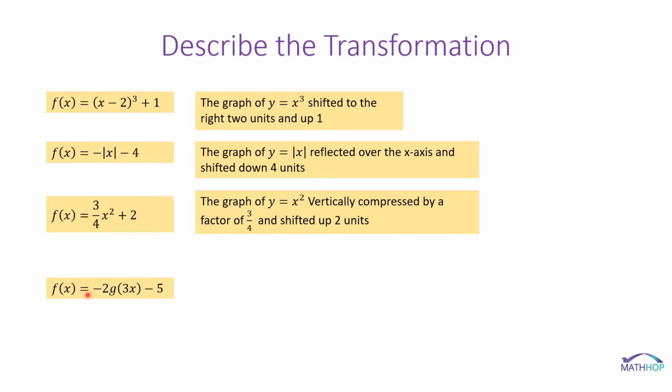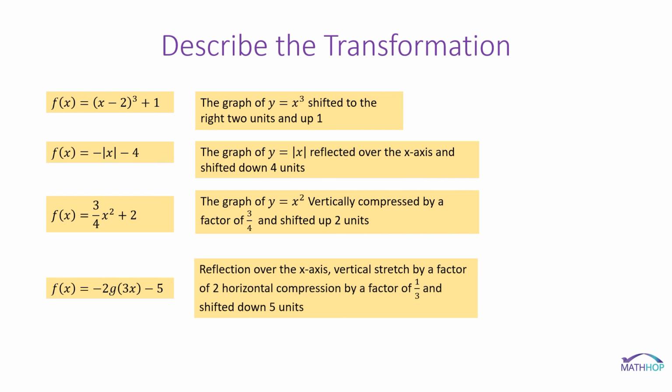So remember, the negative tells us reflected over x. The 2 right here means we're going to have a vertical stretch by a factor of 2. This 3 on the inside tells us we have a horizontal compression by a factor of 1/3, and we move down 5 units. That is a whole lot to do to one graph. But knowing the rules and knowing the parent function, in this case, the parent function didn't help us because we weren't given the parent function, but knowing those transformation rules will help you graph any type of function.